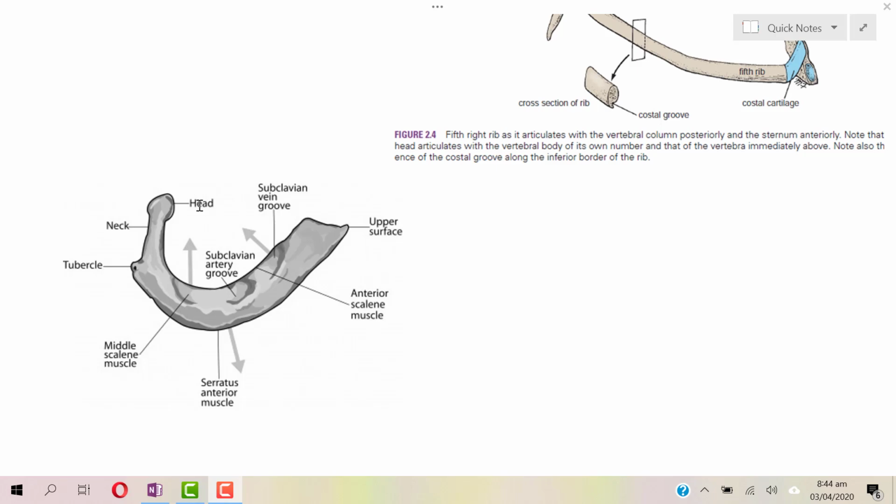Number one, sympathetic chain. Number two, first posterior intercostal vein. Then there will be the superior intercostal artery. And then there will be the first thoracic nerve. So this was the first rib.